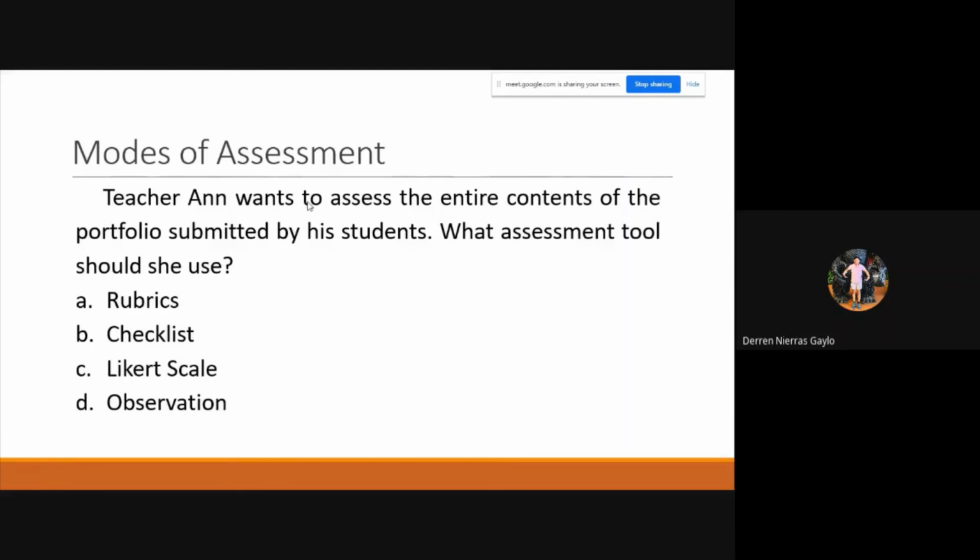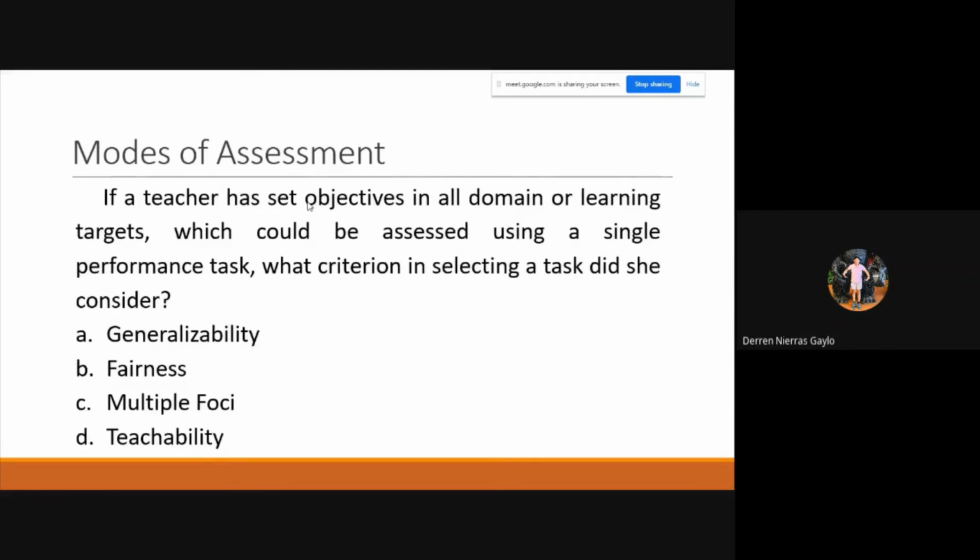If a teacher has set objectives in all domains or learning targets, which could be assessed using a single performance task, what criterion in selecting a task did she consider? Take note. You have a set of objectives in all domains, which could be assessed using one performance task. That is multiple foci, because you can have multiple objectives or multiple outcomes in one activity.